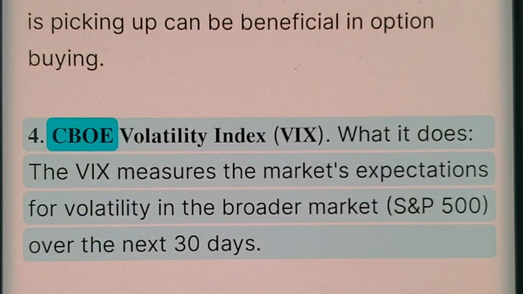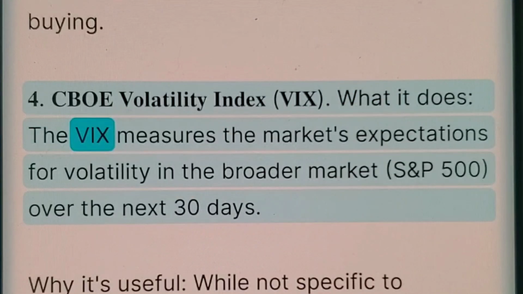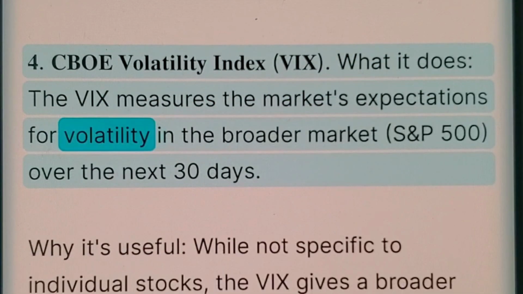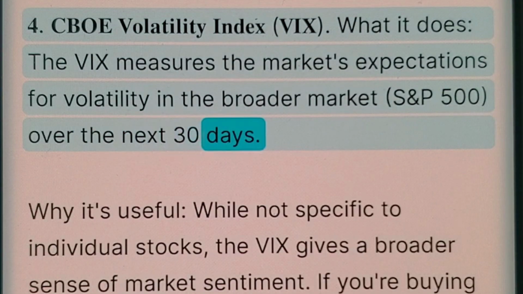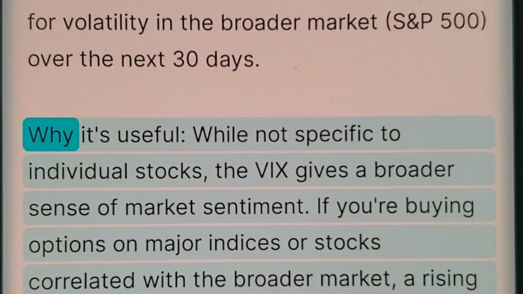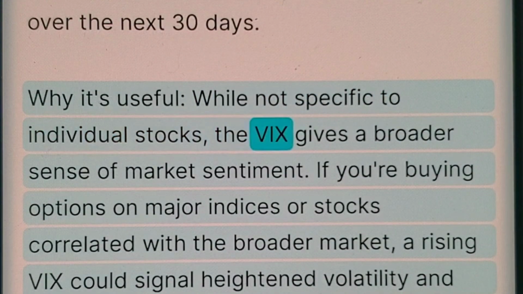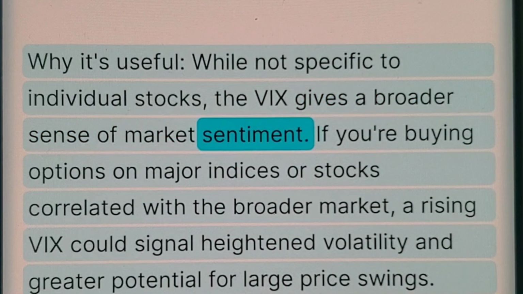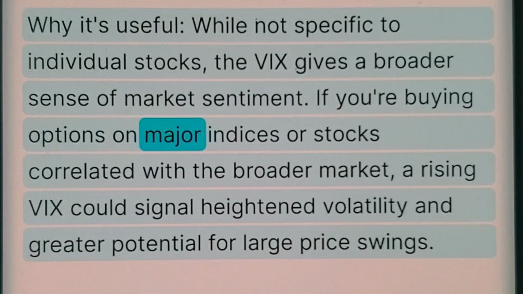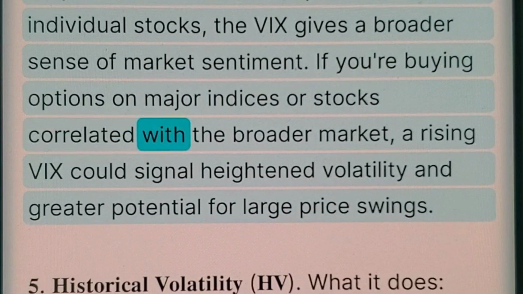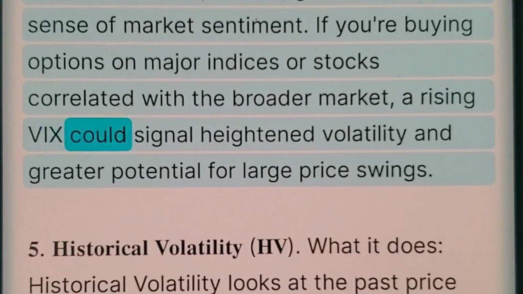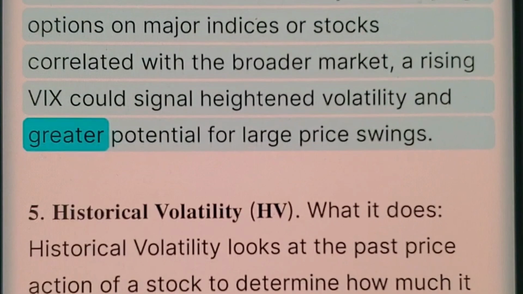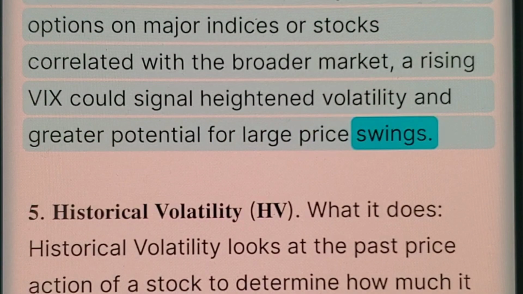4. CBOE Volatility Index, VIX. What it does: the VIX measures the market's expectations for volatility in the broader market, S&P 500, over the next 30 days. Why it's useful: while not specific to individual stocks, the VIX gives a broader sense of market sentiment. If you're buying options on major indices or stocks correlated with the broader market, a rising VIX could signal heightened volatility and greater potential for large price swings.